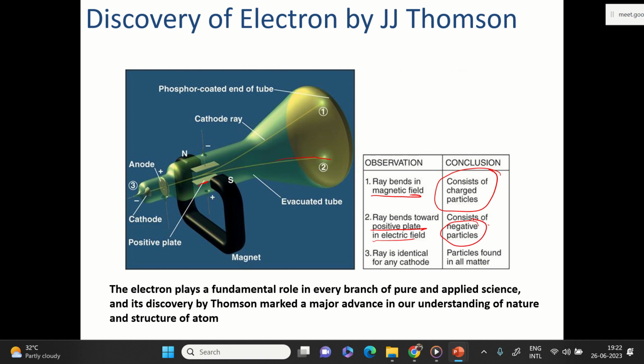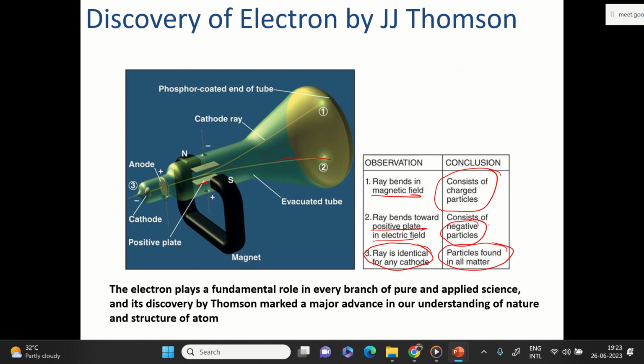And then the nature of the cathode was changed. So different metals का cathode लिया गया. हर बार वही result आया. The results were the same irrespective of the nature of the cathode element. So that led to the third point, that it is a very fundamental thing. The particle that is emitted is a fundamental particle, and it constitutes all matter. It is present in all matter. So it was named the electron. As you know now, the electrons were discovered.